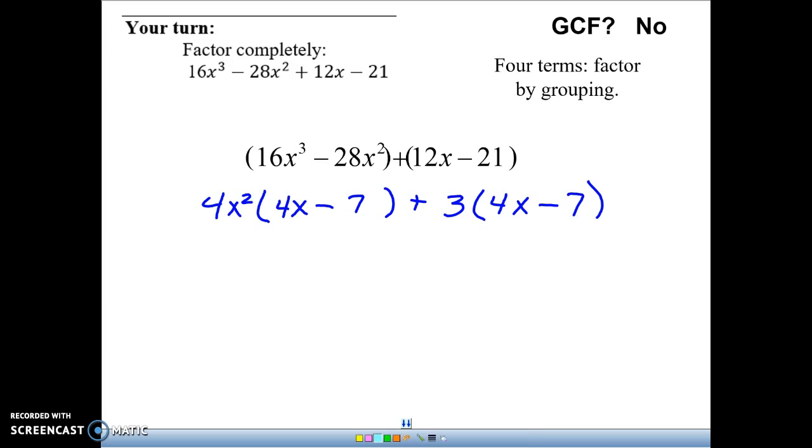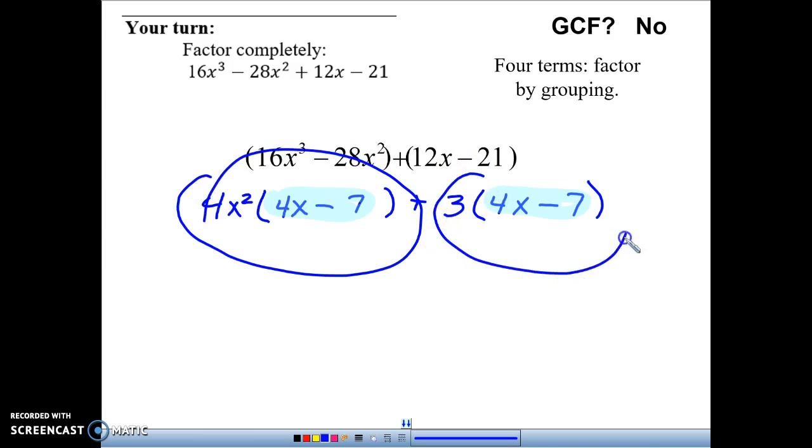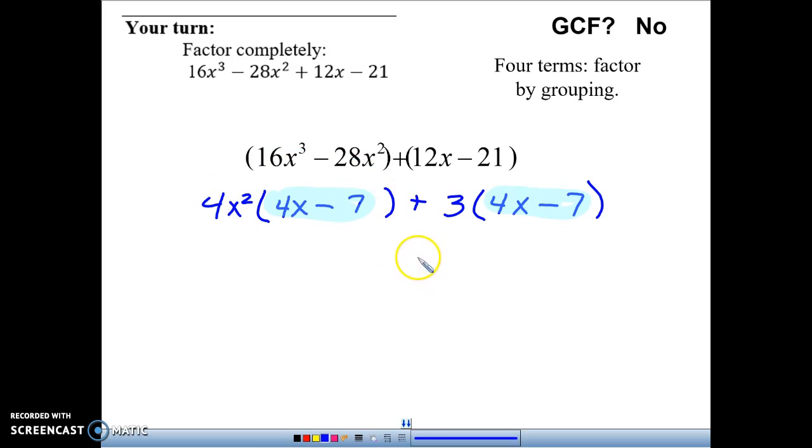Okay, the goal when you factor by grouping is to wind up with a common binomial factor inside the parentheses. And we do. 4x minus 7 is common in both of these terms. This is a term and this is a term because they are separated by addition. So what I'm going to do is factor out that common binomial factor, out of each one of those terms, just like we do with a GCF.